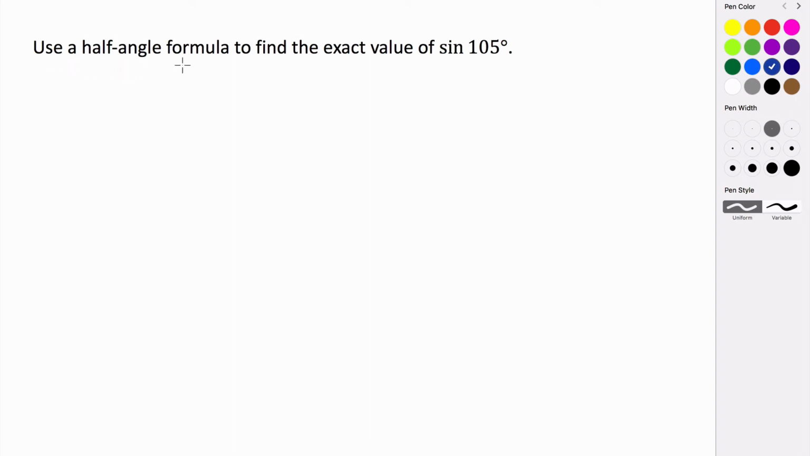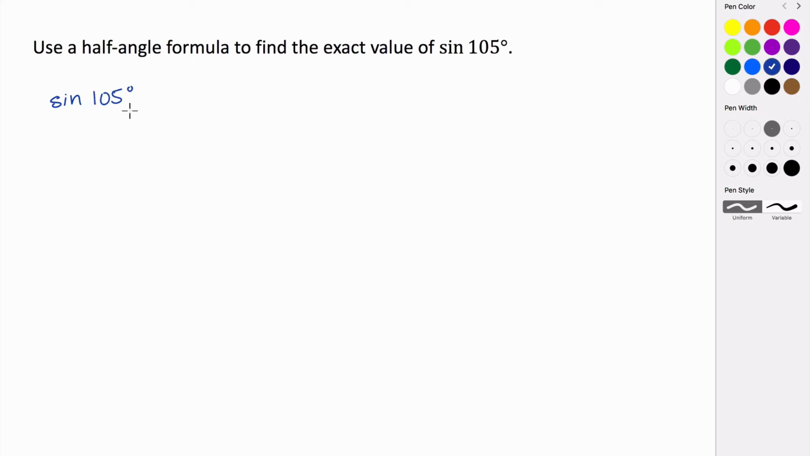In this problem, we want to use the half angle formula to find the exact value of the sine of 105 degrees. 105 degrees is not a measure that we know on the unit circle, so we can use the half angle formula to try and solve this for us. So the sine of 105 degrees.